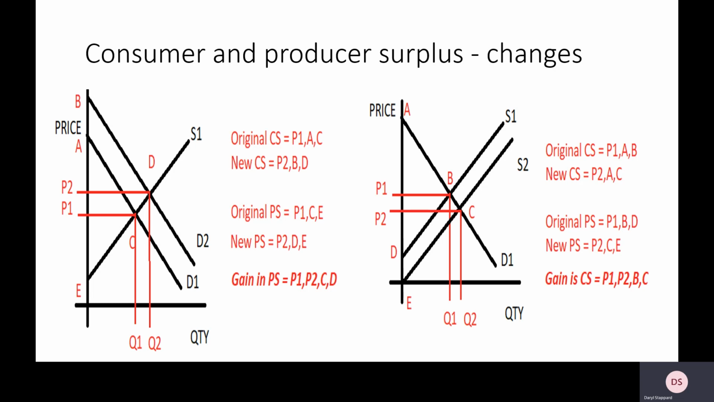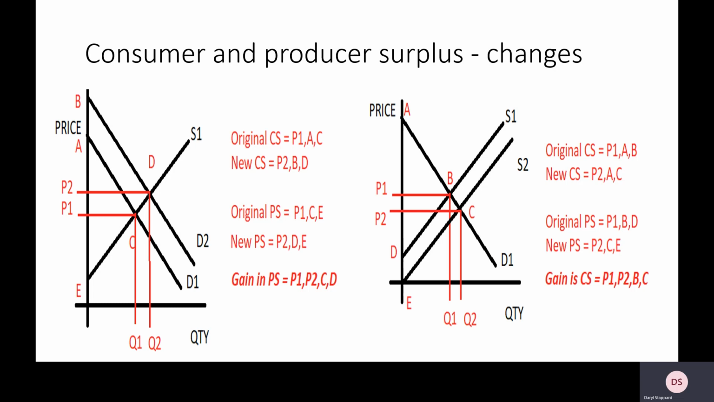Now, this will make consumers really, really happy because you've got an increase in the gap between what people are willing and able to pay and the market price. So there's now more consumer surplus on offer in this marketplace. Now, the actual gain in free satisfaction for consumers is measured by the area P1 to P2 to C to B. So P1 to P2 to C to B is the gain in consumer surplus.